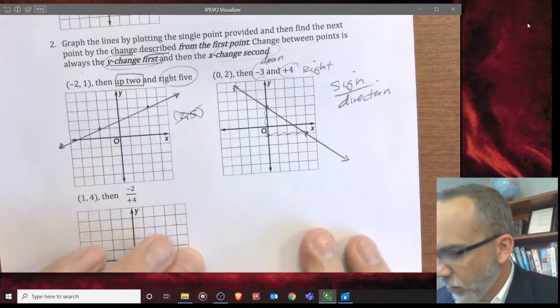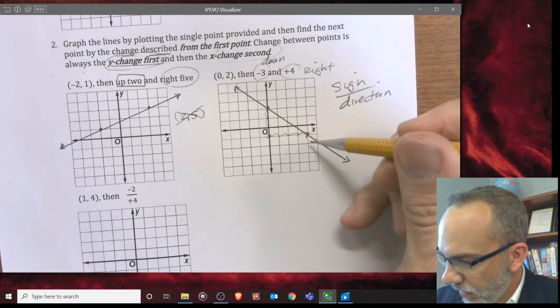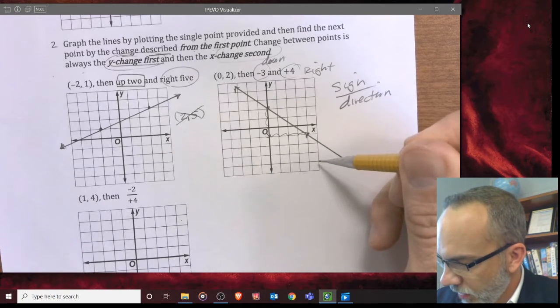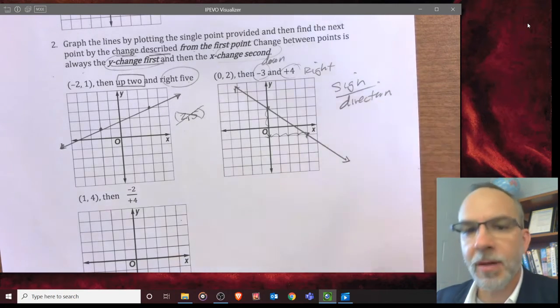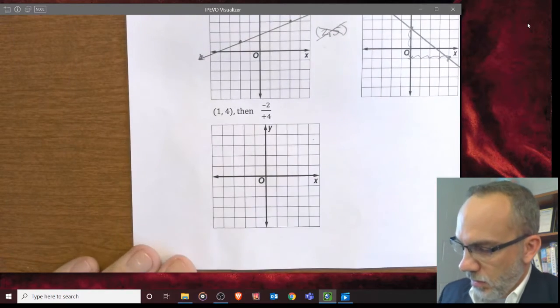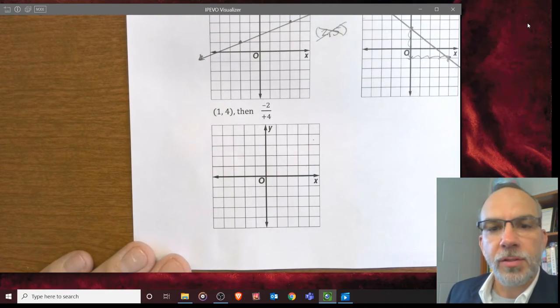Okay, next point on the graph. I could have done the same thing. I could have gone down 3 more, 1, 2, 3, and then to the right 1, 2, 3, 4, and it would have given me this point over here, but I'm off the scale. Oh my goodness, this is even different.